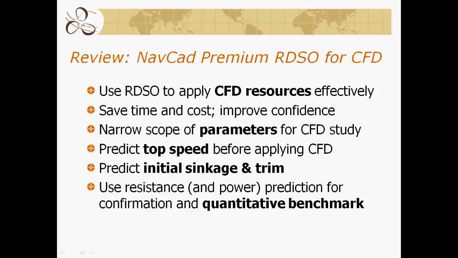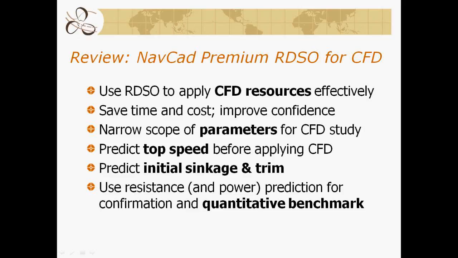It can predict the top speed before applying CFD. Let NavCad do the iterative calculations of finding the top speed. Also, let NavCad predict your initial sinkage and trim for you. You don't have to incorporate that as early stage iterations in your CFD. Allow NavCad to do that initial heavy work for you. And then you can use resistance and, of course, power prediction for confirmation and quantitative benchmarks.